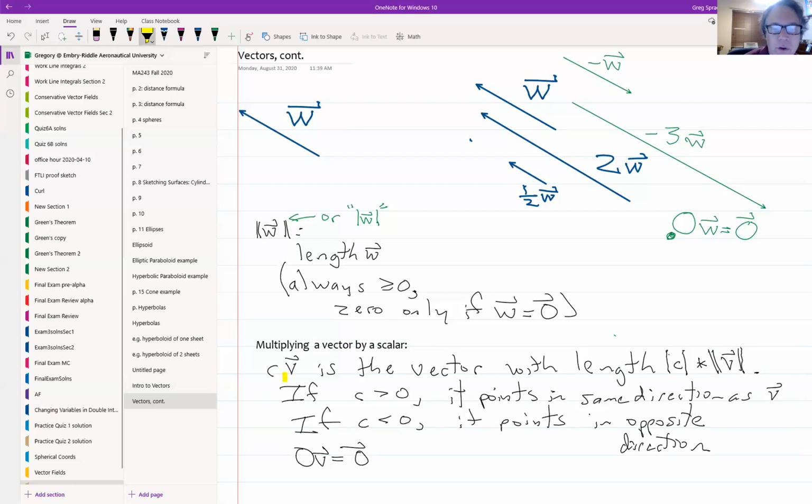And here, if V is the 0 vector, then CV is 0. I should probably write that down. So 0 times V is the 0 vector. And any number C times the 0 vector is the 0 vector. And I add those separately because the 0 vector doesn't have a direction. So that's how you multiply a vector graphically by a scalar. Now we can subtract vectors.